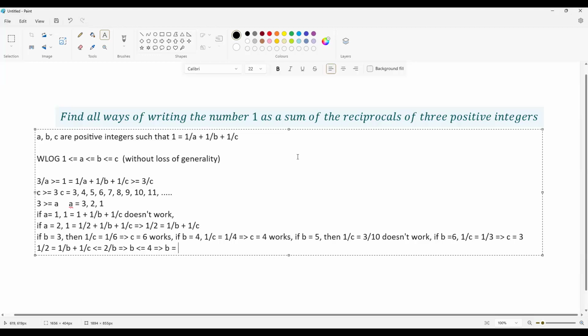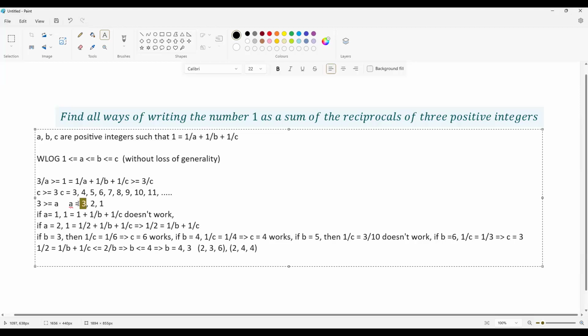So let's check. And now we know all of this, right? That means B is equal to 4 or 3 or 2 or 1, but also B is greater than or equal to A, which is 2. So we eliminate those. If B is equal to 2, then this doesn't work. If B is equal to 3, then we got this solution. And if B is equal to 4, then we got this solution. So we got 2 solutions.